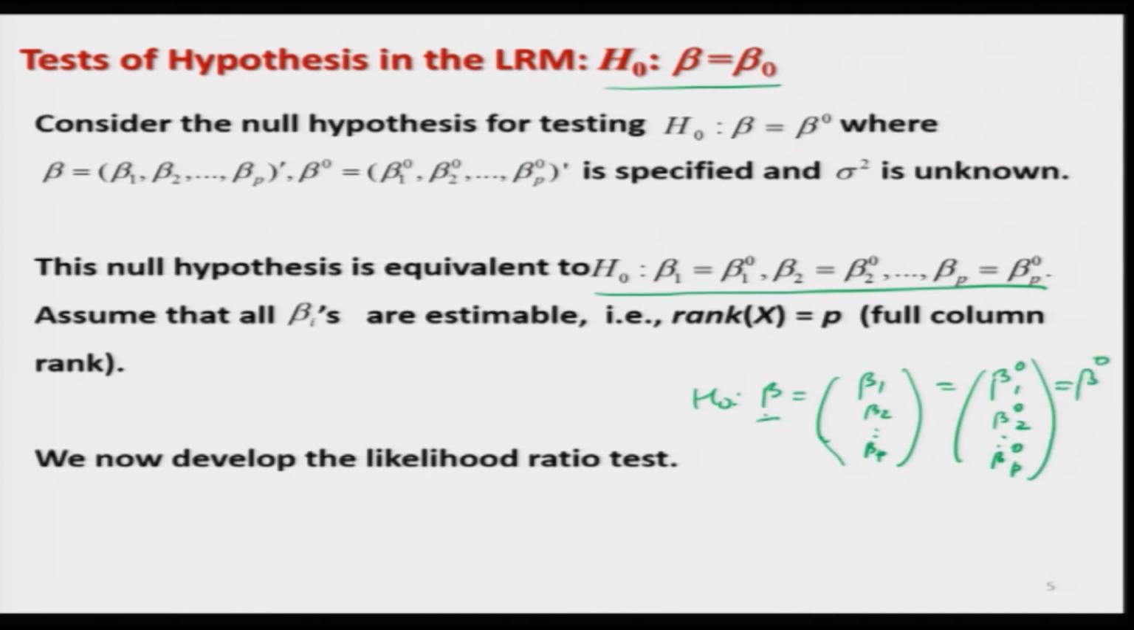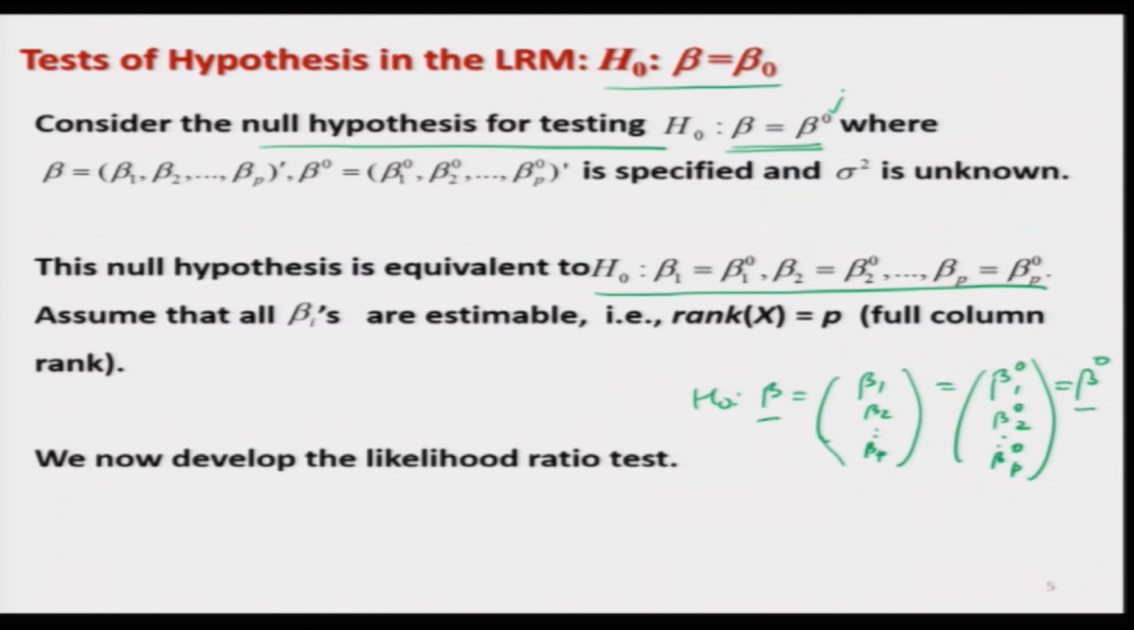So, this here is a vector, and this here is a vector. This is what we want: we want the equality of all the p parameters at the same time. So we consider the null hypothesis H naught: beta is equal to beta naught, and remember one thing, beta naught I am writing in the superscript.